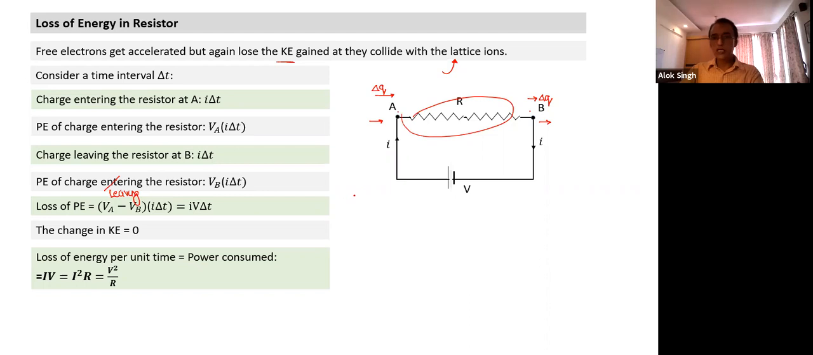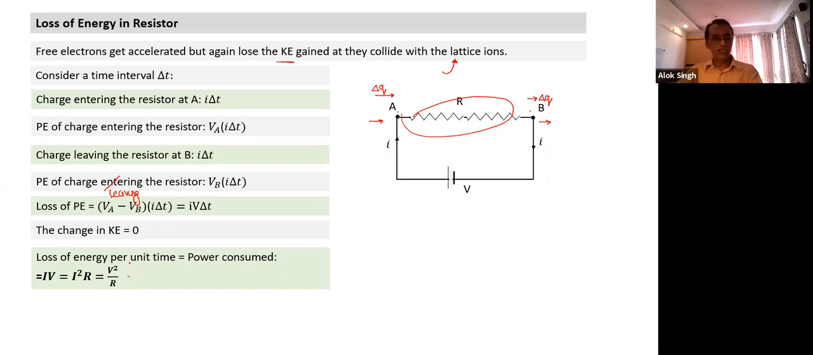And we know the three terms are related. Whenever current flows through a resistor, there are three terms: current, voltage, and resistance, and all three are related. So power I can write in terms of IV. V can be substituted as V is equal to IR, so it is I square R. Or I can substitute I is equal to V by R, giving V square by R. This is the power consumption, which is the loss of potential energy in unit time.